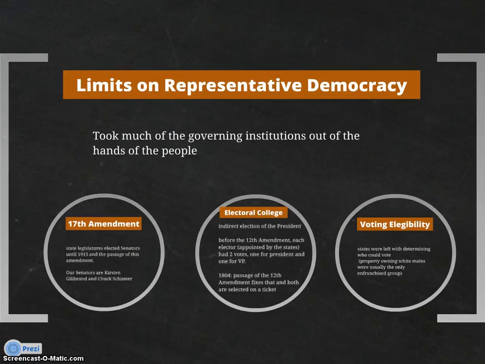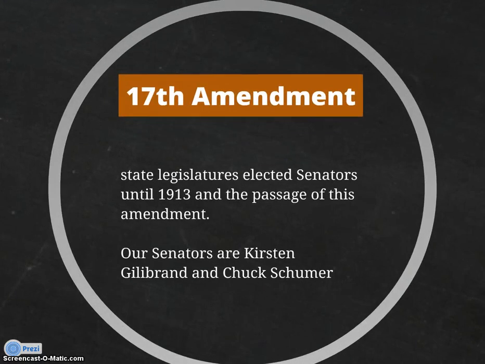Limits on representative democracy. So this took much of the governing institutions out of the hands of the people. Until 1913 and the passage of the 17th Amendment, you have the state legislatures choosing the senators. Because the Senate is the upper house, thanks to the Great Compromise, and the New Jersey plan wanted the house that was based on equal representation to be the upper house, and that just makes more sense because everybody's equal up there. The people did not choose their senators, and the state legislatures did, so it basically became the Millionaires Club. And that was ended in 1913 with the adoption of the 17th Amendment.